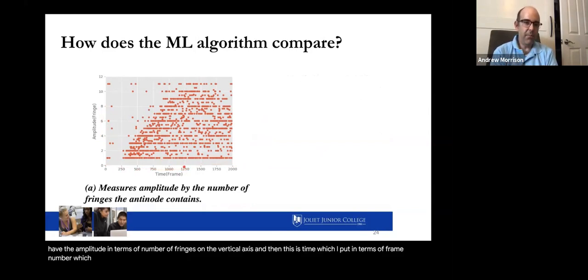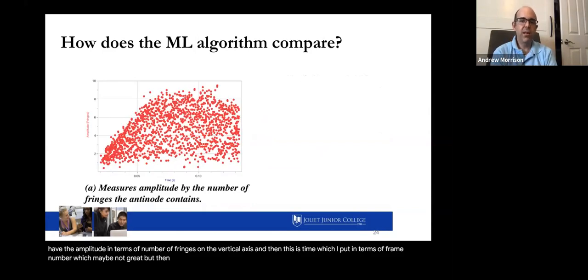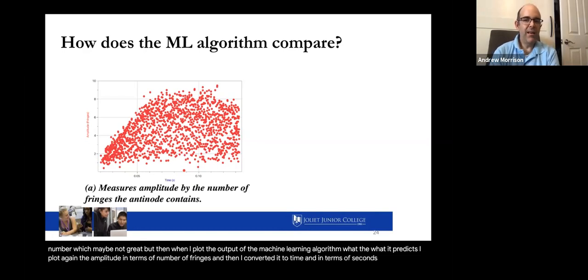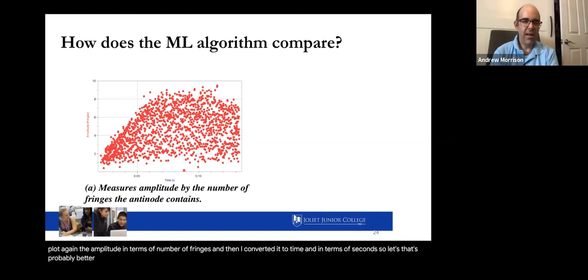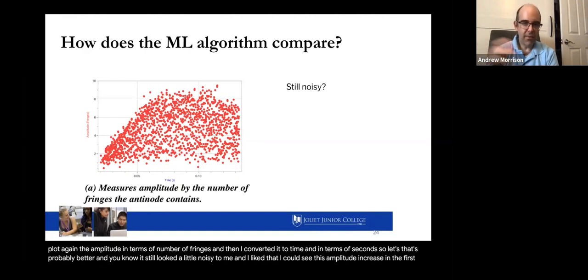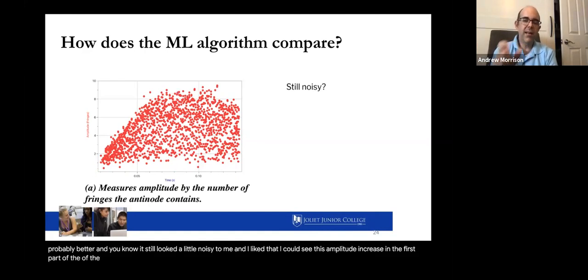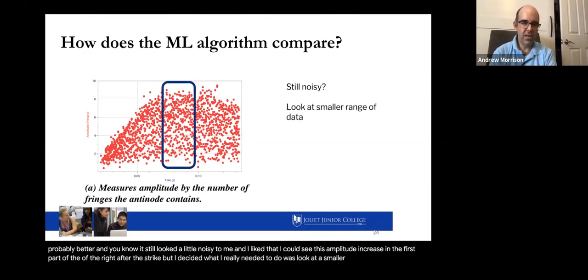But then when I plot the output of the machine learning algorithm, what it predicts, I plot again the amplitude in terms of number of fringes, and then I converted it to time in terms of seconds. So that's probably better. And you know, it still looked a little noisy to me. And I liked that I could see this amplitude increase in the first part, right after the strike. But I decided that what I really needed to do was look at a smaller range of data. So I decided to look at just this range and see, well, what can I tell from that?